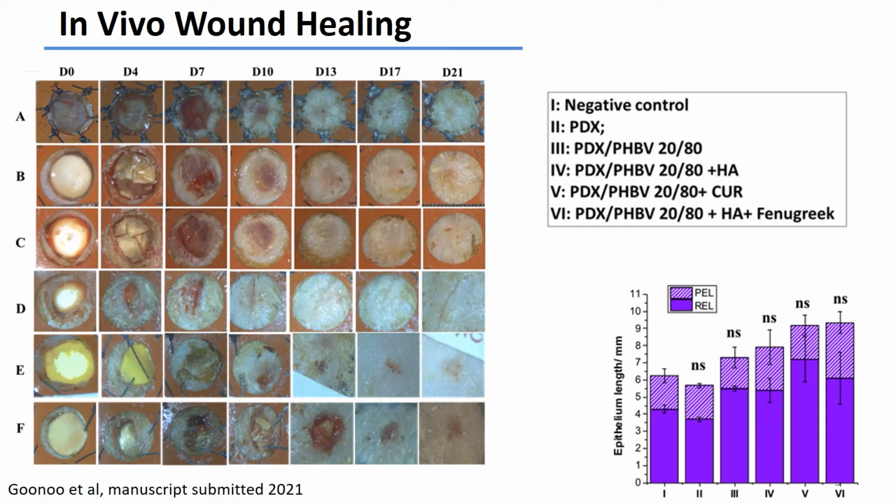We also calculated the remodeled epithelium, REL, and proliferative epithelium, PEL, lengths for different scaffold-treated groups. We found that the REL, that is the remodeled epithelium length, was higher for all scaffolds in contrast to the negative control and pure PDX, suggesting that the 20-80 blend scaffolds favored granulation and skin remodeling.